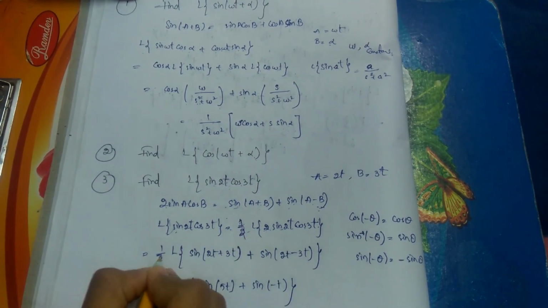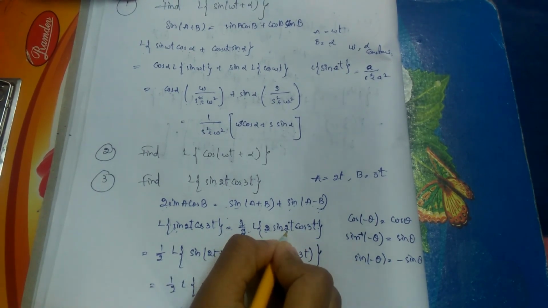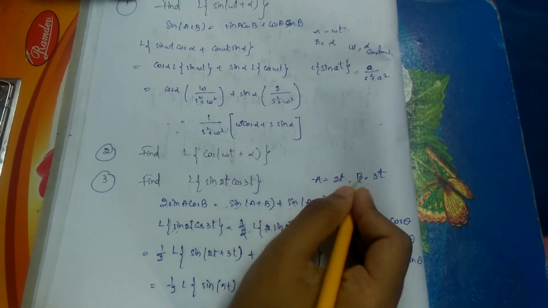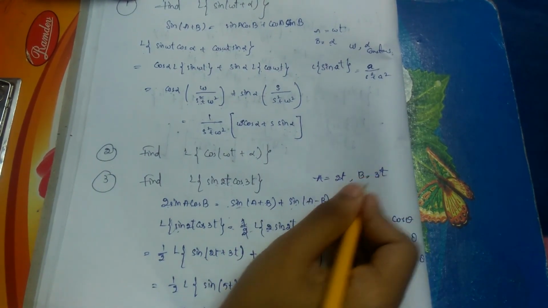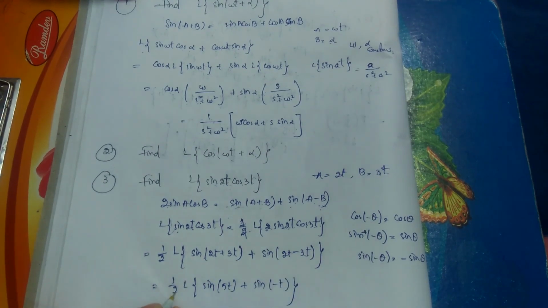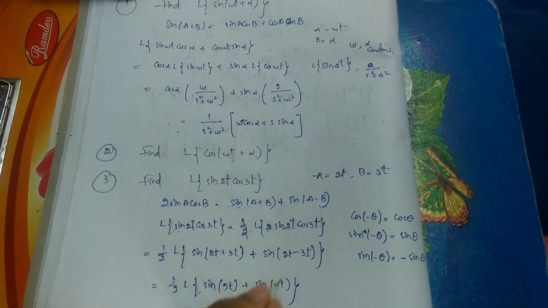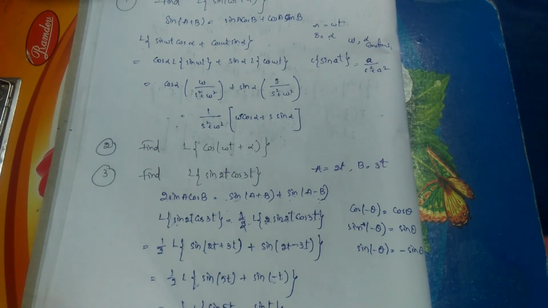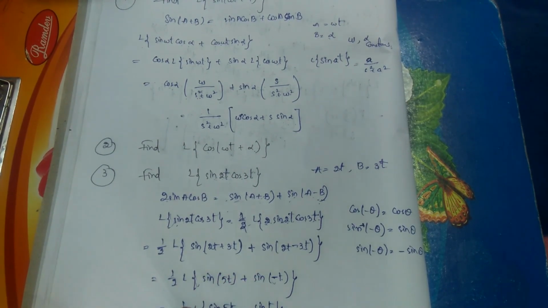Now 1 by 2 is a constant, and in the Laplace transform we can apply 2 sine a cos b, where a is 2t and b is 3t. So sine of a plus b is sine of 2t plus 3t, plus sine of a minus b, that is 2t minus 3t. Then 1 by 2 Laplace transform of sine of 2t plus 3t, which is 5t, plus sine of 2t minus 3t, which is minus t. Then we get 1 by 2 Laplace transform of sine 5t minus sine t.